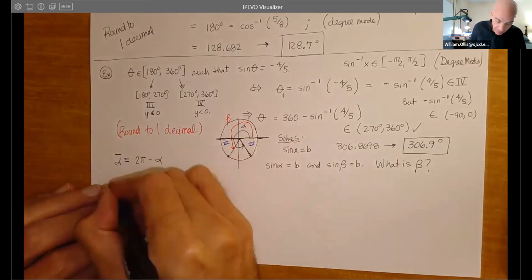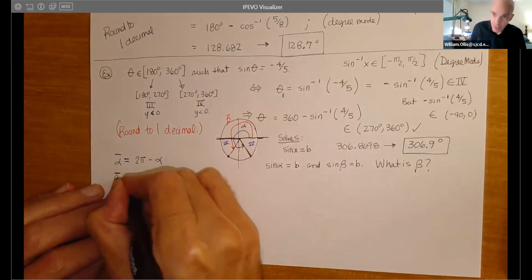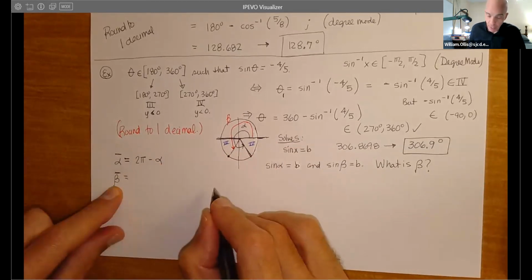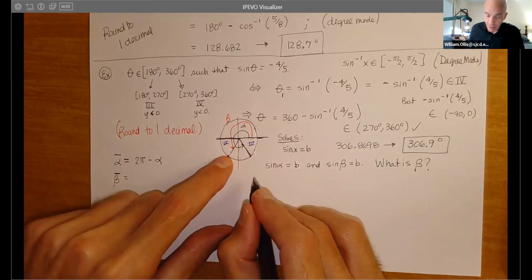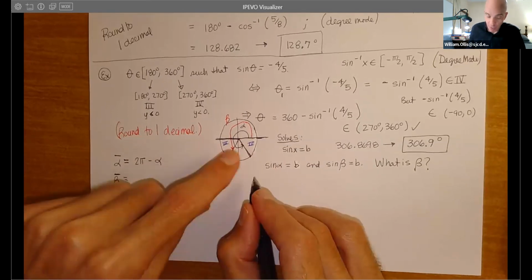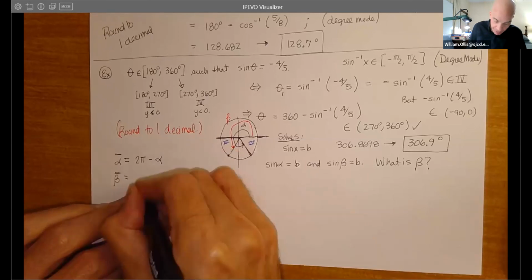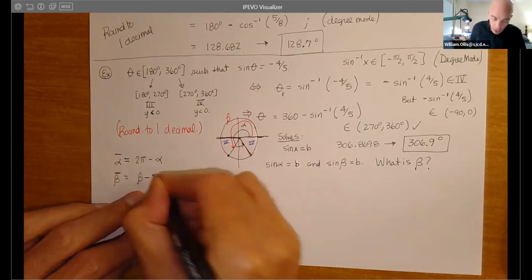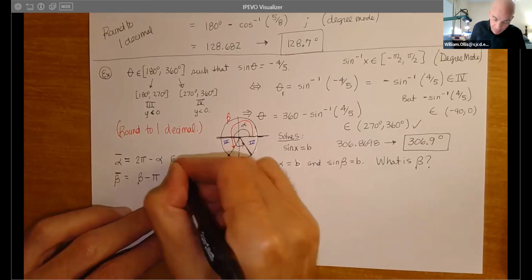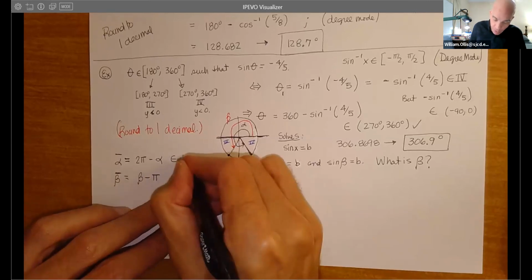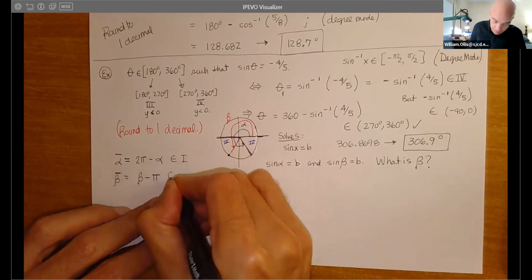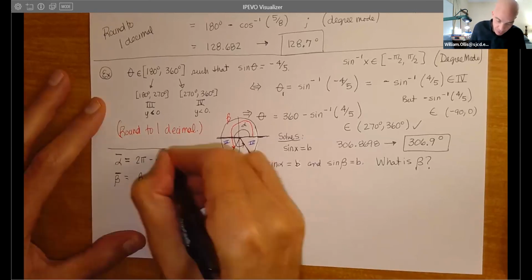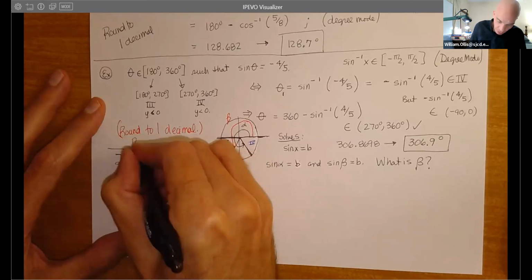And then beta hat, or the reference angle or reference number for beta, would now be what? Beta minus pi, because it's in the third quadrant. So this will be beta minus pi. But notice these are both the same angle in the first quadrant. So these are the reference angles.